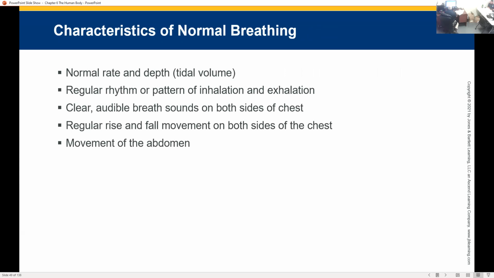you have a regular rhythm or pattern of inhalation and exhalation. And then you'll have audible breath sounds on both sides. So that's one of the things, as we get a little farther through, we're going to teach you how to use a stethoscope and actually listen to different breath sounds on both sides of the chest.